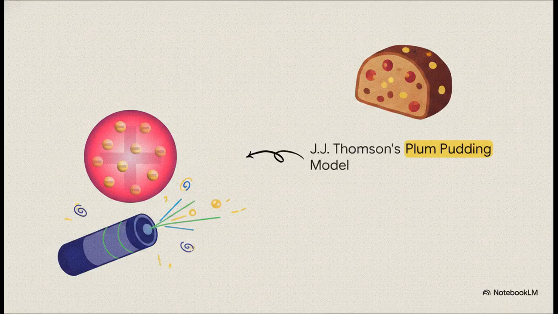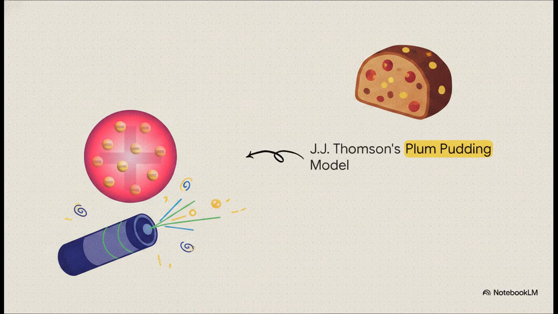Fast forward a few decades, and J.J. Thomson comes along with his famous cathode ray tube experiment. He discovers the electron, which effectively shatters Dalton's unbreakable billiard ball. Thomson updated the whole model to feature negatively charged particles swimming around in a positively charged sea. Now, he called it the plum pudding model, but honestly, let's use a more modern analogy.